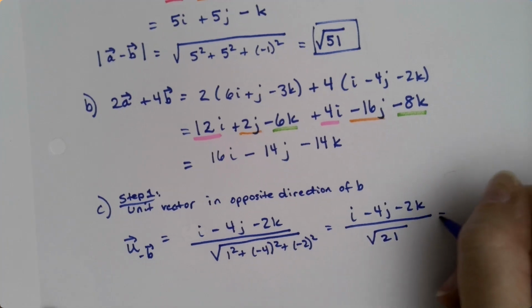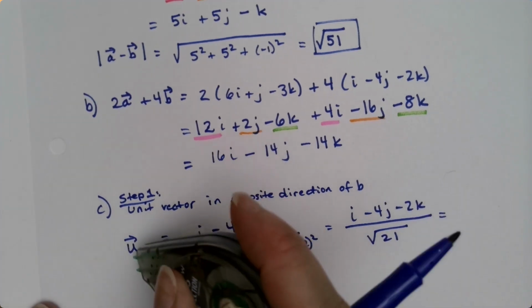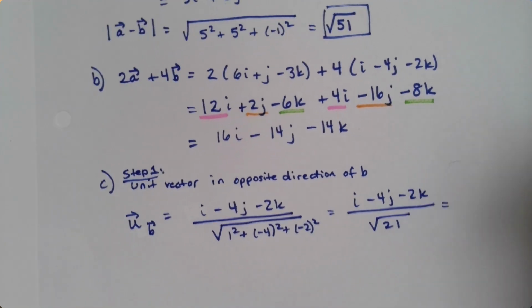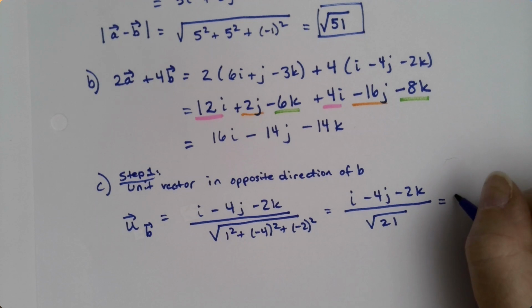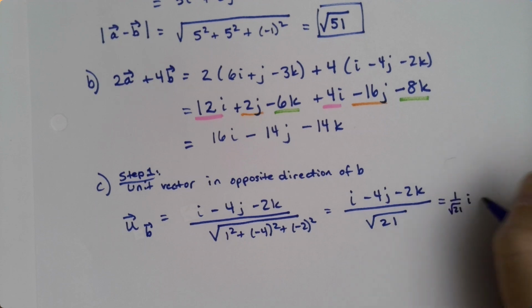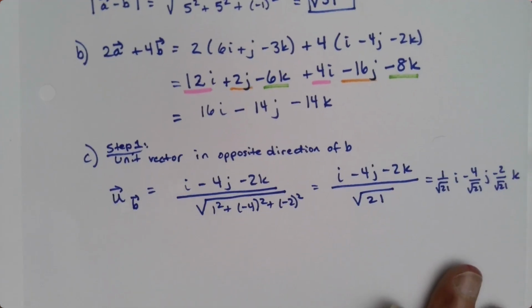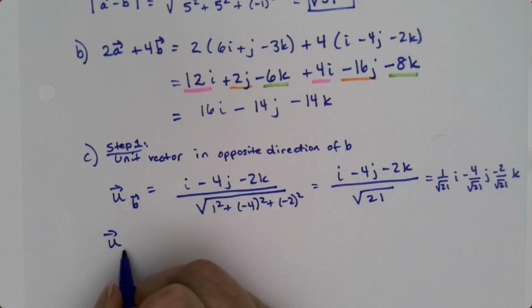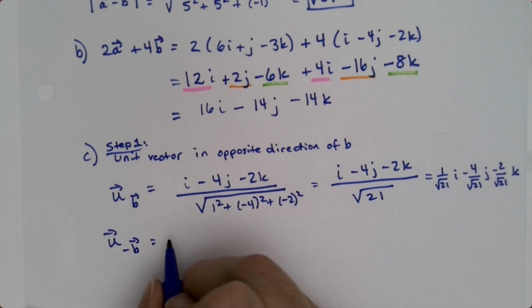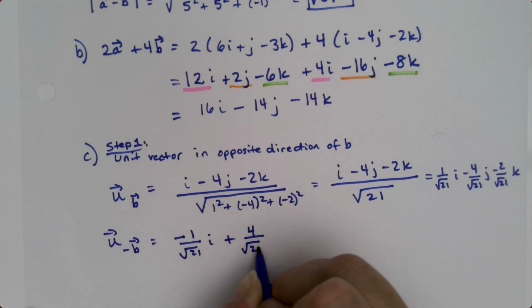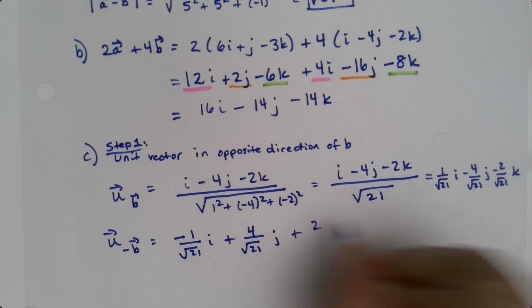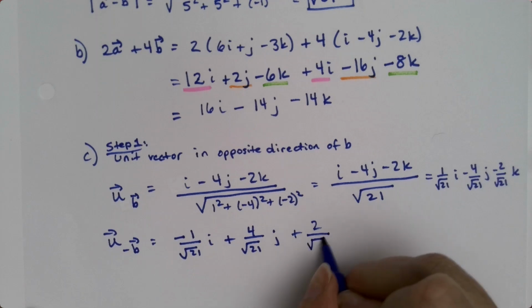And that would be, oh, fiddle faddle. I actually did it in the direction of B. I didn't do the negative. That's okay. It's not a big deal. So I'll start with that. That's 1 over the square root of 21 i minus 4 over the square root of 21 j minus 2 over the square root of 21 k. That's in the same direction as B. So now to do the unit vector in the negative B direction, it would just be negative 1 over the square root of 21 i plus 4 over the square root of 21 j plus, because it was minus, so we're going in the opposite direction, 2 over the square root of 21 k.